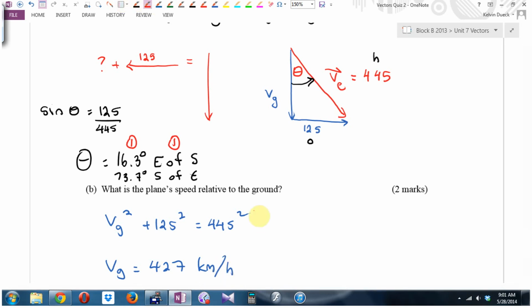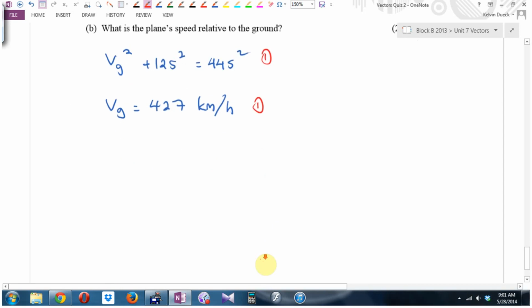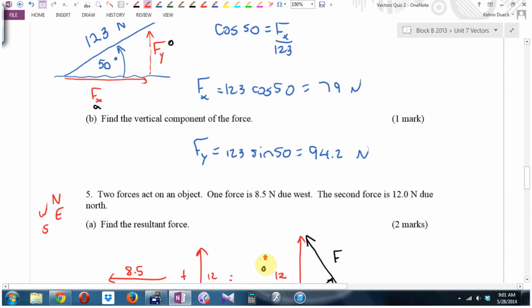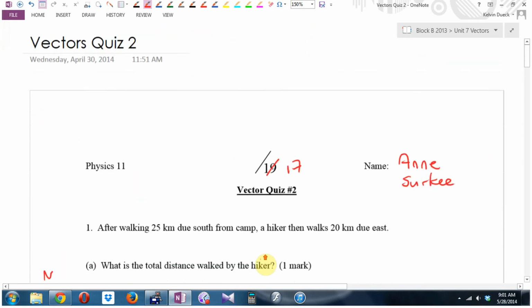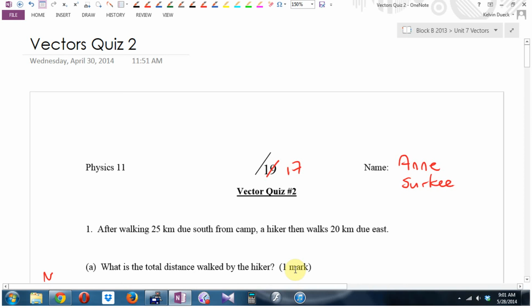I guess 2 marks if you got it right. Otherwise, I would give you 1 mark for that and 1 mark for that. So there's the quiz. Can you give yourself a lovely score out of, count 'em, 17, please?